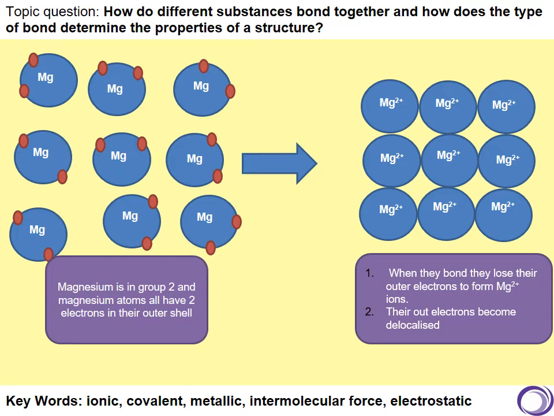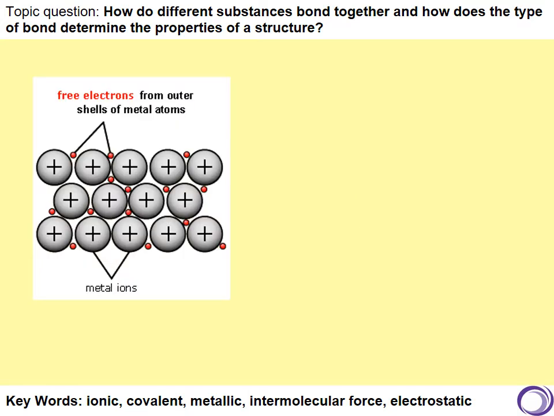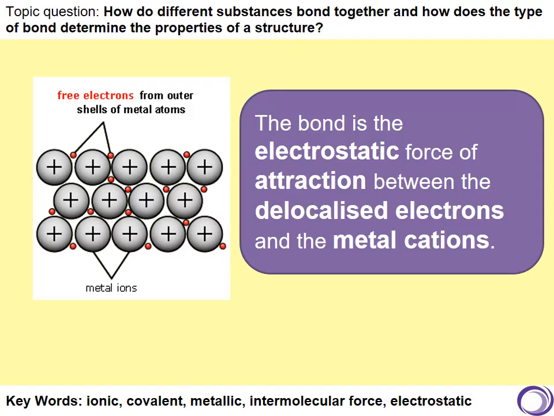Their outer electrons become delocalized, so they're still there, they're just not attached to the magnesium ion. These free electrons from the outer shell of the metal atoms are what helps to form the metallic bond. The metallic bond is the electrostatic force of attraction between the delocalized electrons and the metal cations.